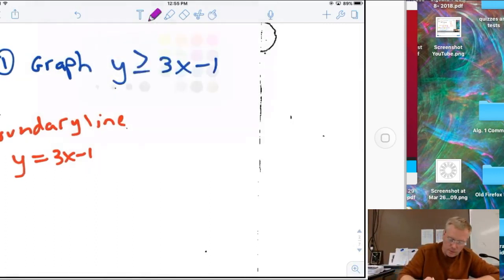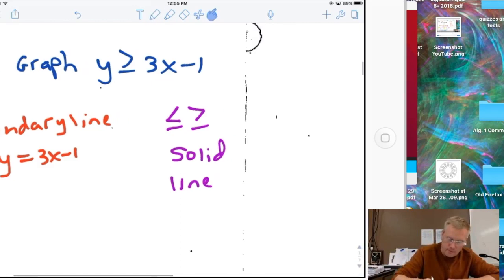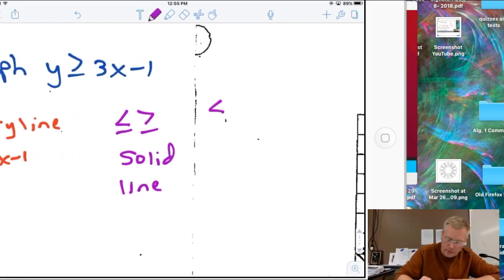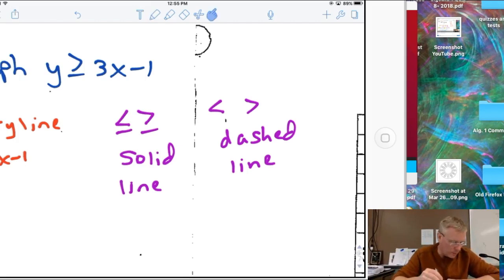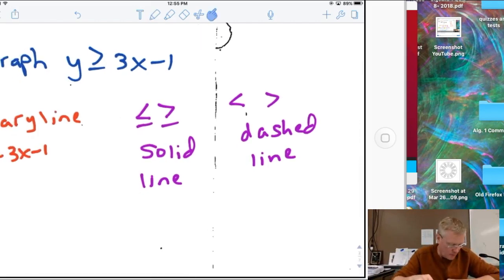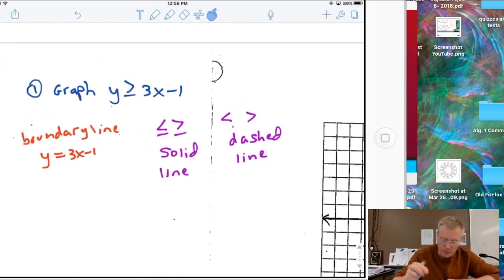If it's greater than or equal to or less than or equal to, it will be a solid line. If it doesn't have that line underneath it, if it's just greater than or just less than, then it's a dashed line or dotted line. And that's an important thing for you to remember. We'll just start right there.